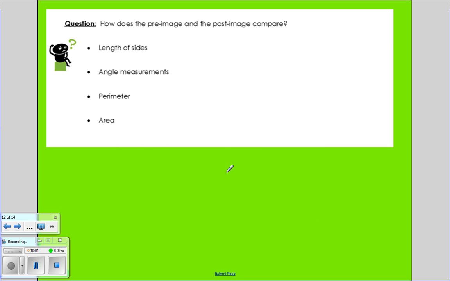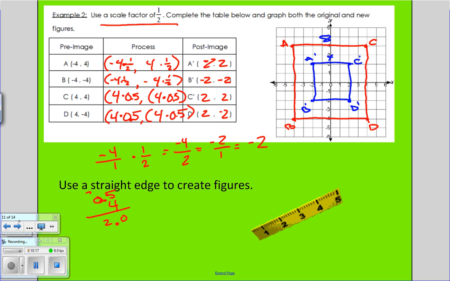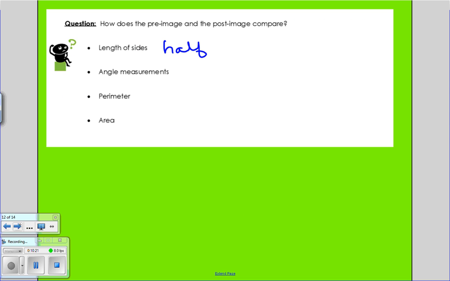Now, I want you to answer these questions in your notes. How did the pre-image and the post-image compare? According to the length of sides, we just said it was half. What about our angle measurements? They're still all 90 degrees, so the angle measurements are the same.